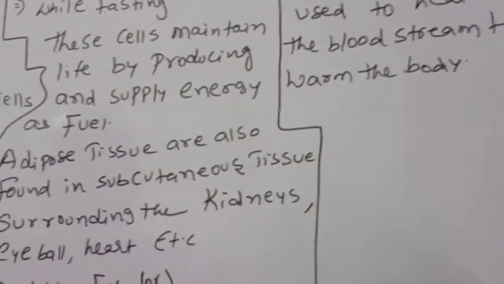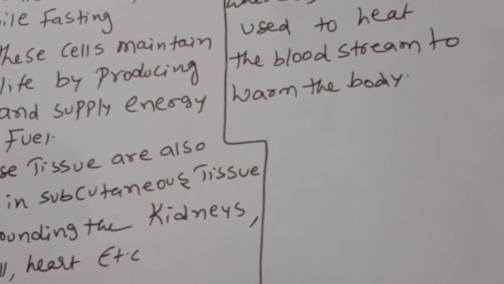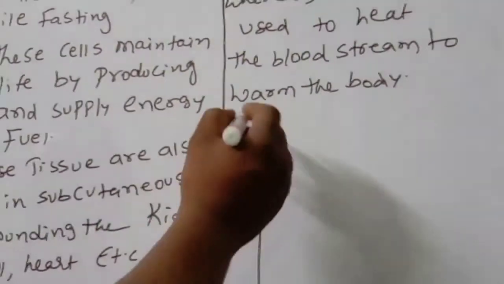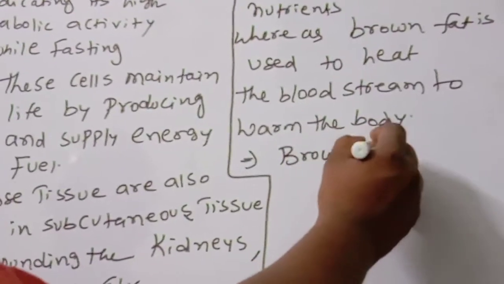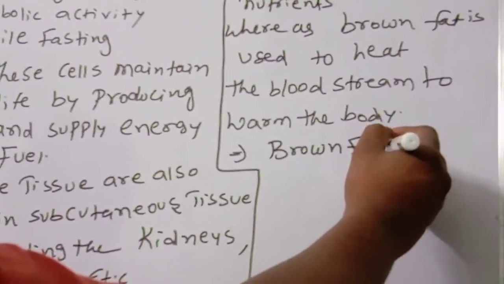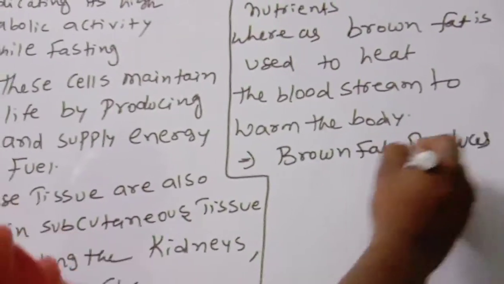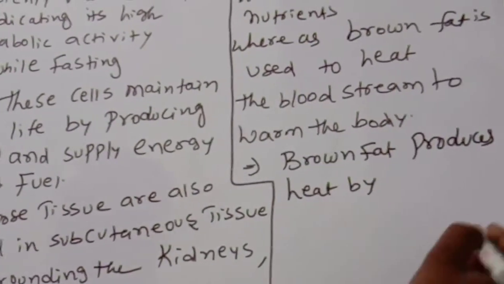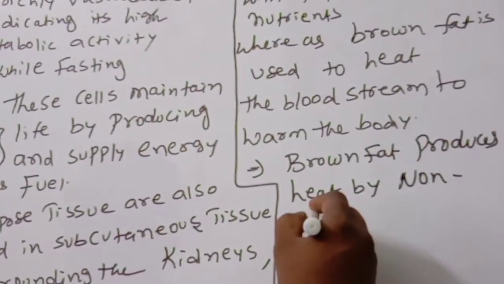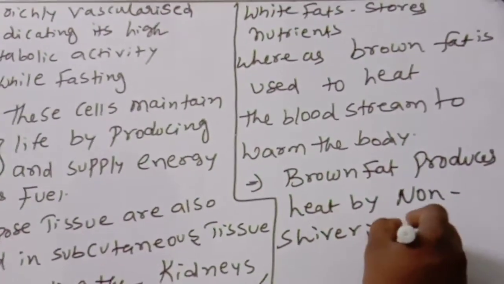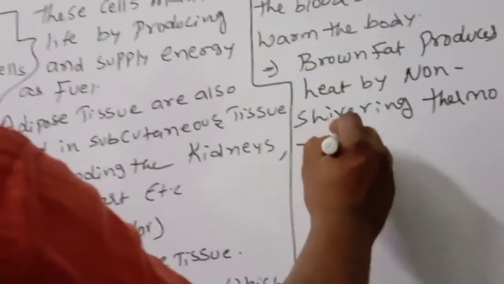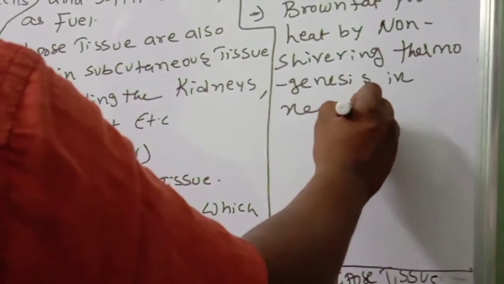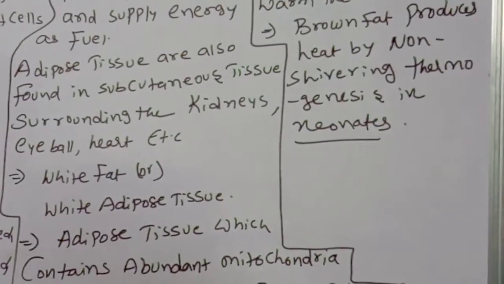Okay children, brown fat produces heat by non-shivering thermogenesis in neonates. Okay children, this is very important.